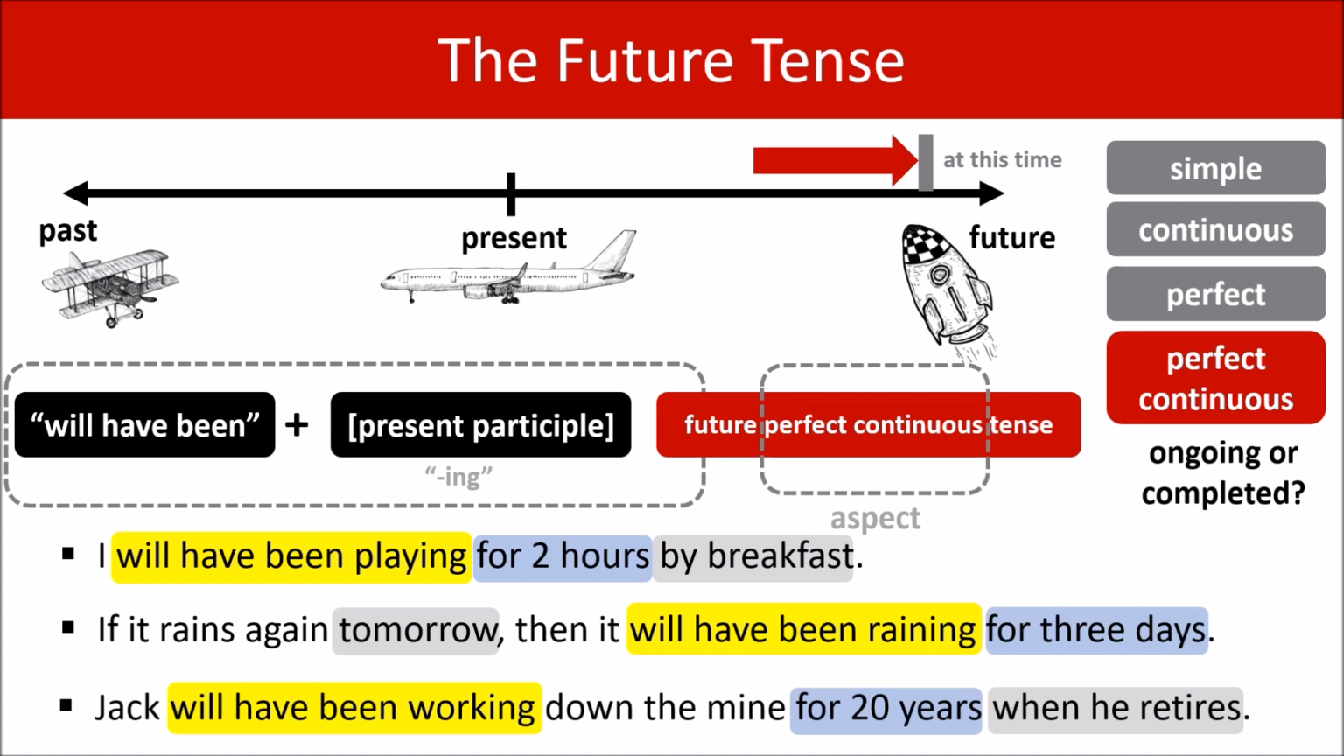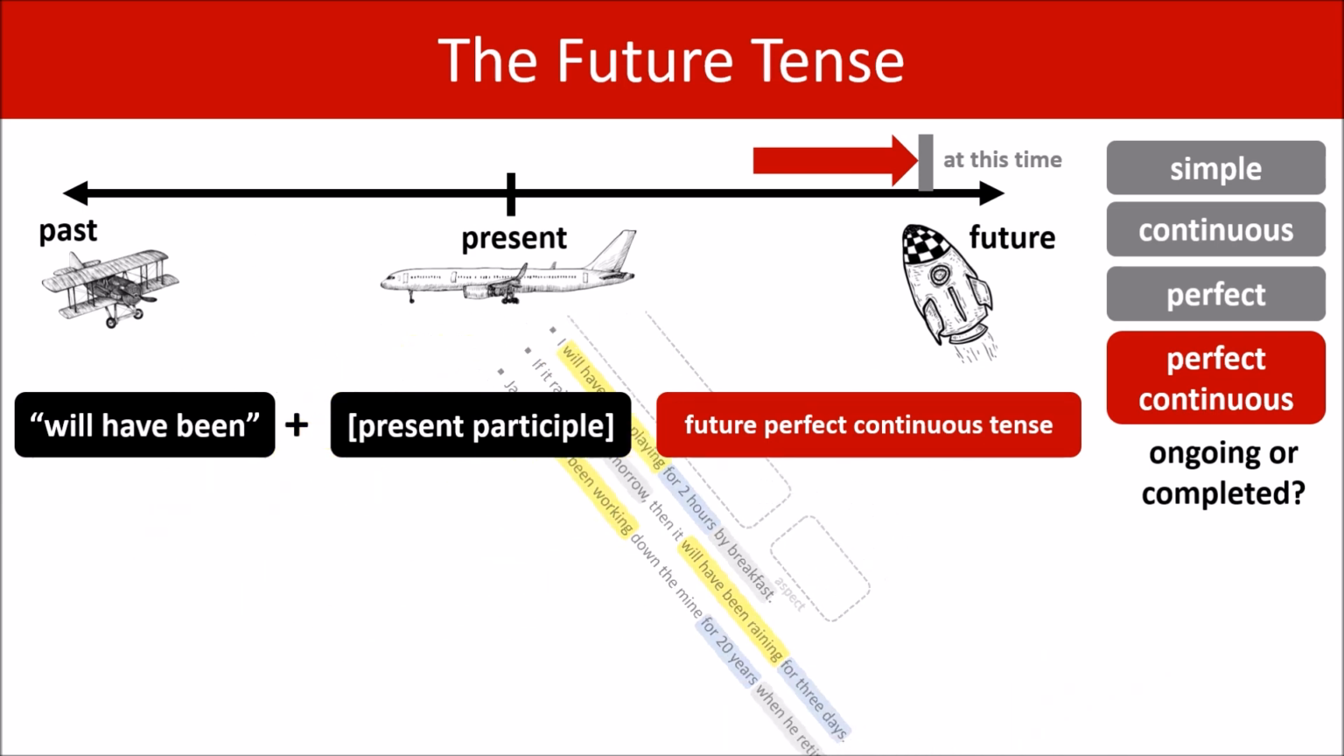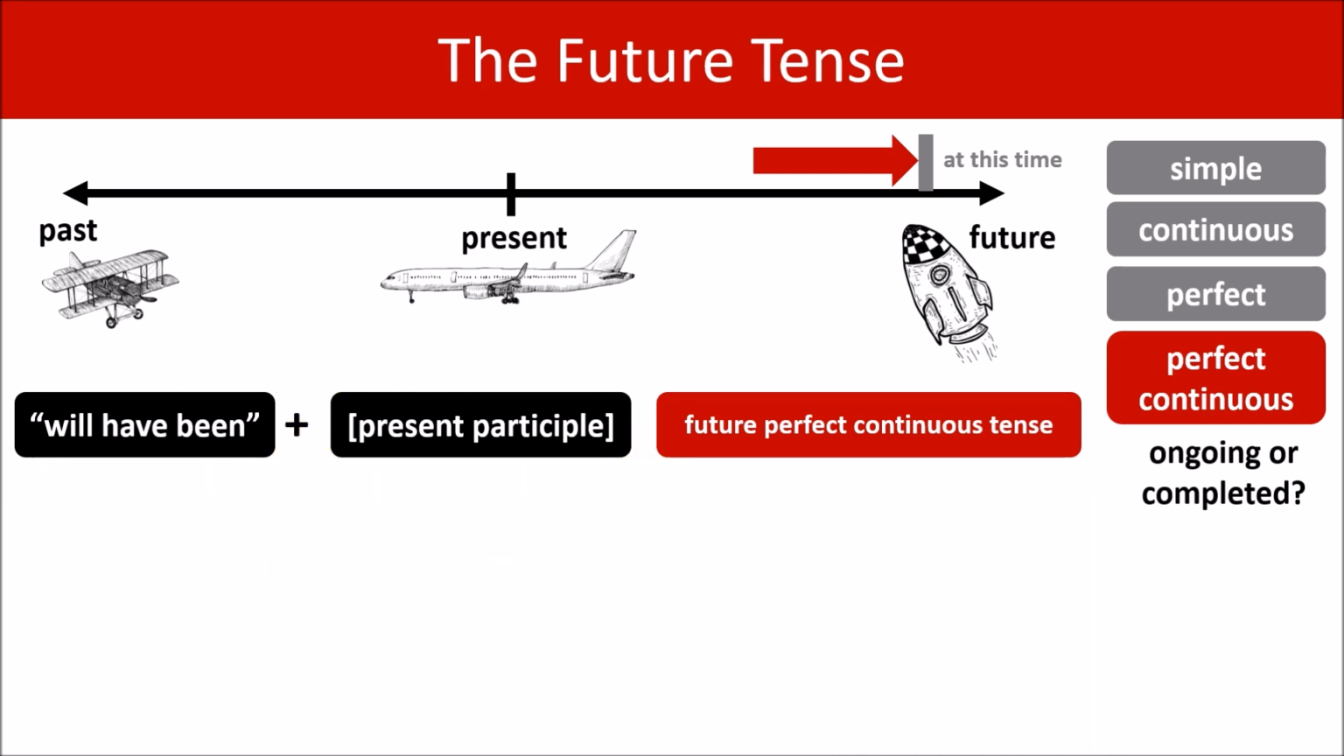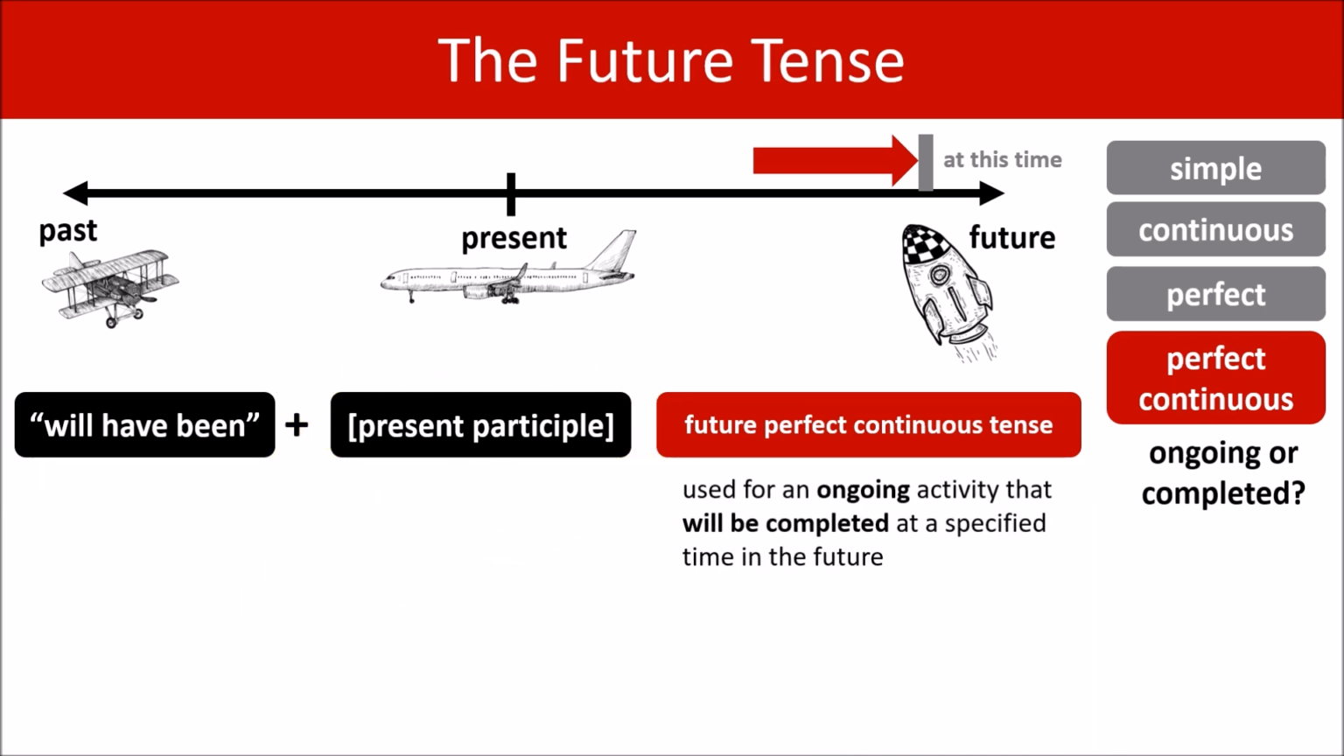And as you get to become more familiar with the tenses, you will get used to seeing these time phrases. So, the future perfect continuous tense is used for an ongoing activity that will be completed at a specified time in the future, and the sentence will normally tell us that specified time in the future, and it will usually tell us the length of the activity.